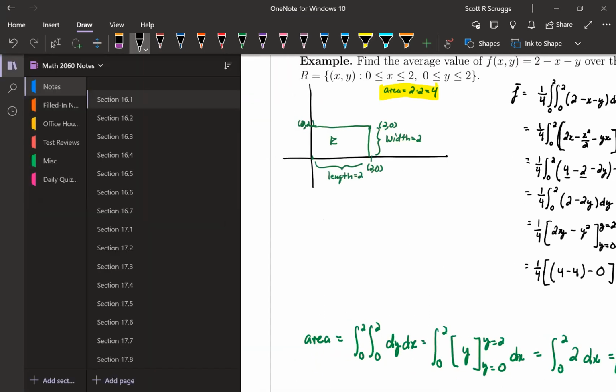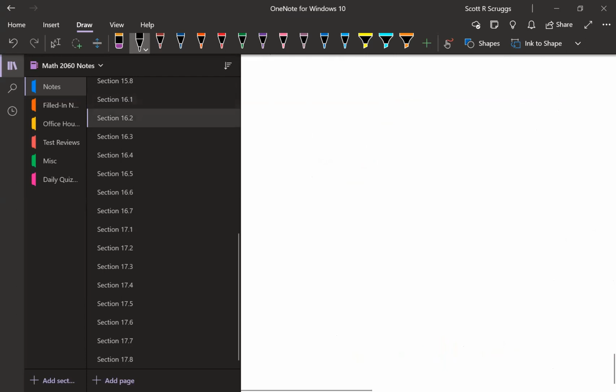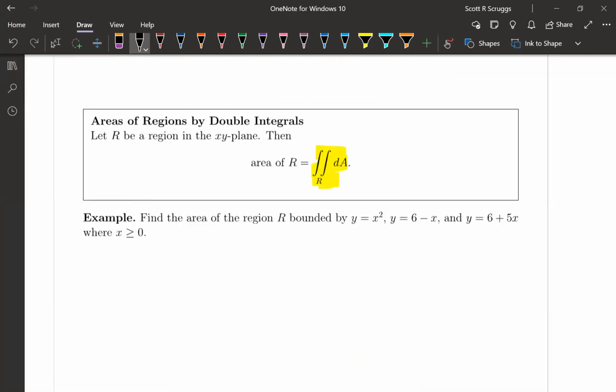So that means that the formula that we now have holds, regardless of whether I'm working with a rectangular region or a general region. But with that said, let's go ahead and illustrate how we can find the area of a region with the following example.